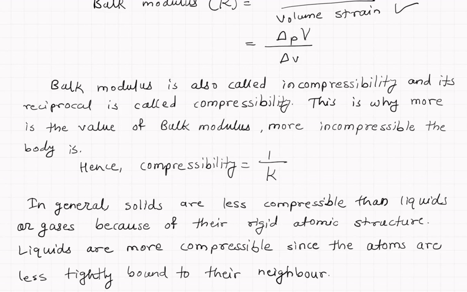Hence, compressibility is equal to the reciprocal of K, meaning 1 by K. In general, solids are less compressible than liquids or gases because of their rigid atomic structure. Liquids are more compressible since the atoms are less tightly bound to their neighbor.